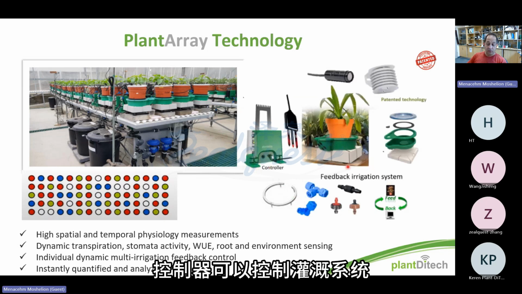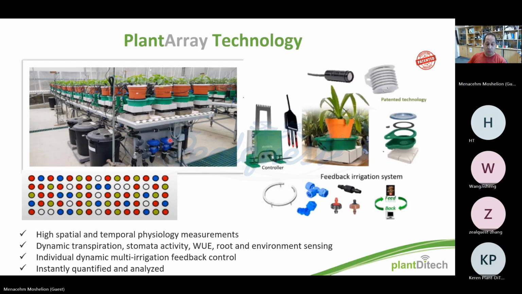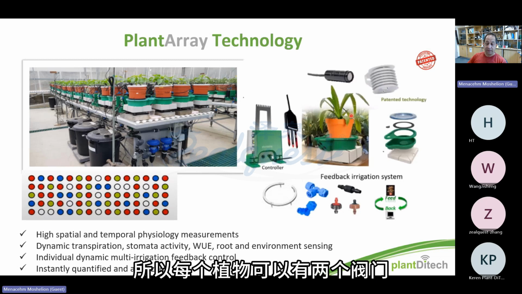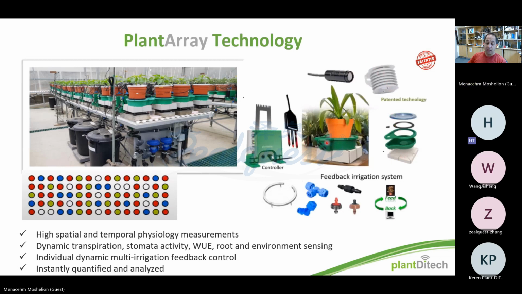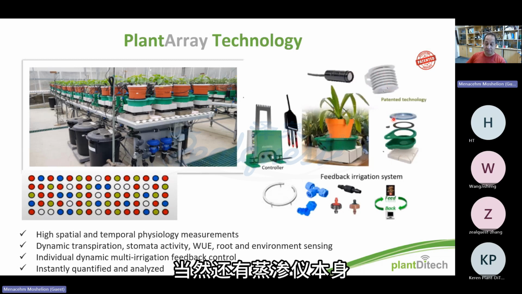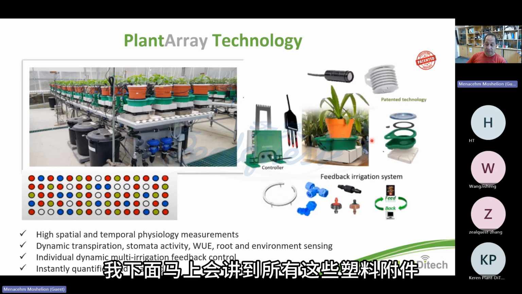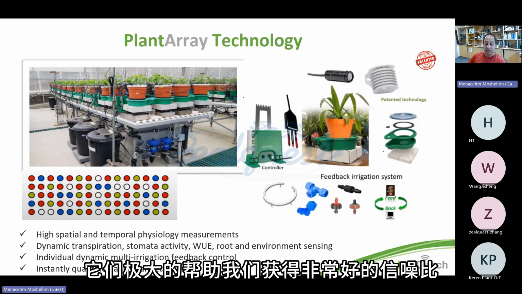This is the controller. The controller controls the irrigation system, so you can irrigate each plant with 2 valves, 1 and 2. The controller is also connected to a soil sensor, to an atmospheric sensor, and of course to the lysimeter itself. I will soon explain all of this plastic, which helps us to get a very good signal to noise ratio.